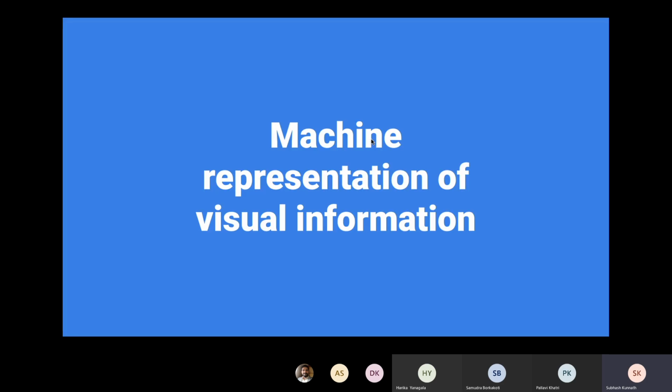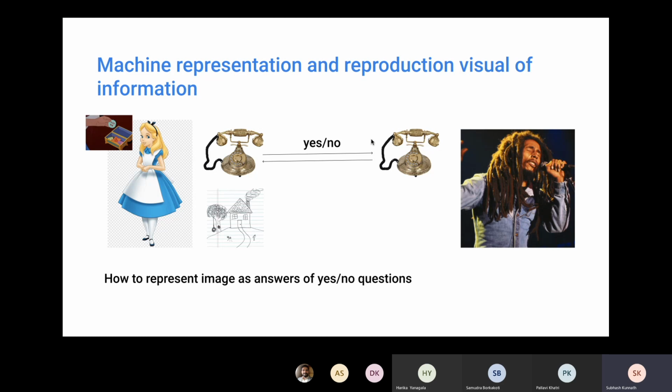And let's jump to the machine representation of visual information, how machines are dealing with visual information. So consider this.